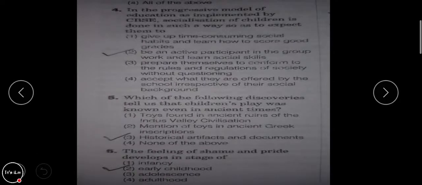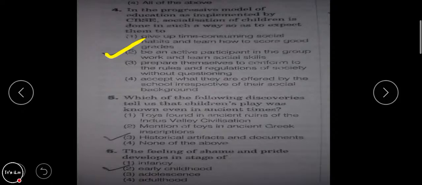Now let's move on to our next question. In the progressive model of education as implemented by the CBSE, socialization of children is done in such a way as to expect them to. Here we see our answer is B: be an active participant in the group, work and learn social skills.